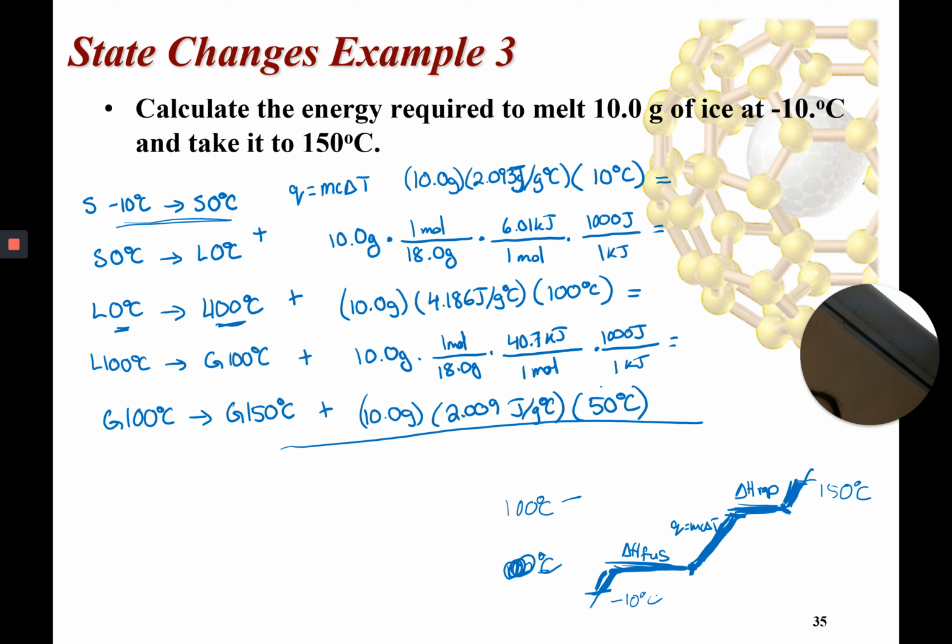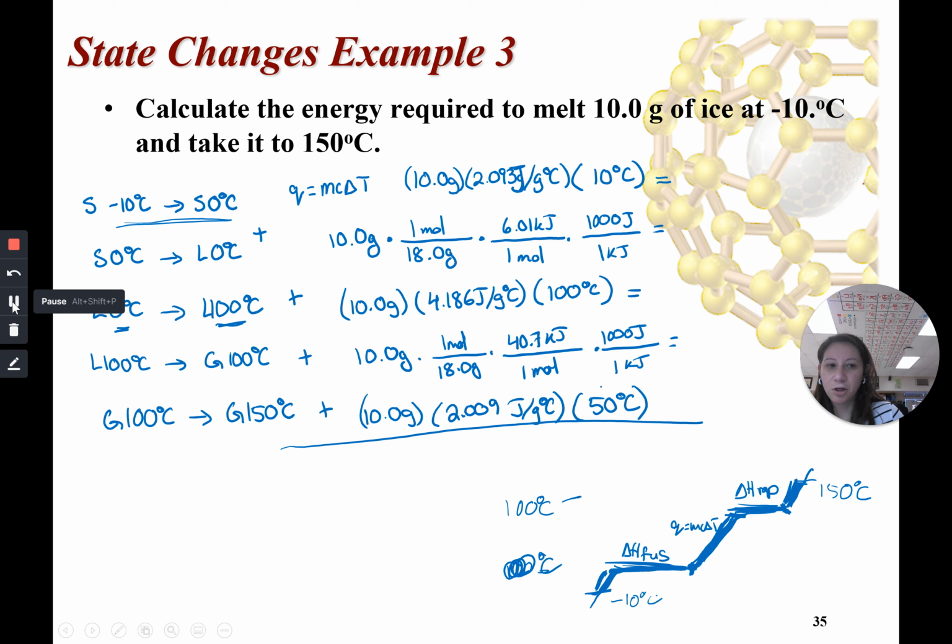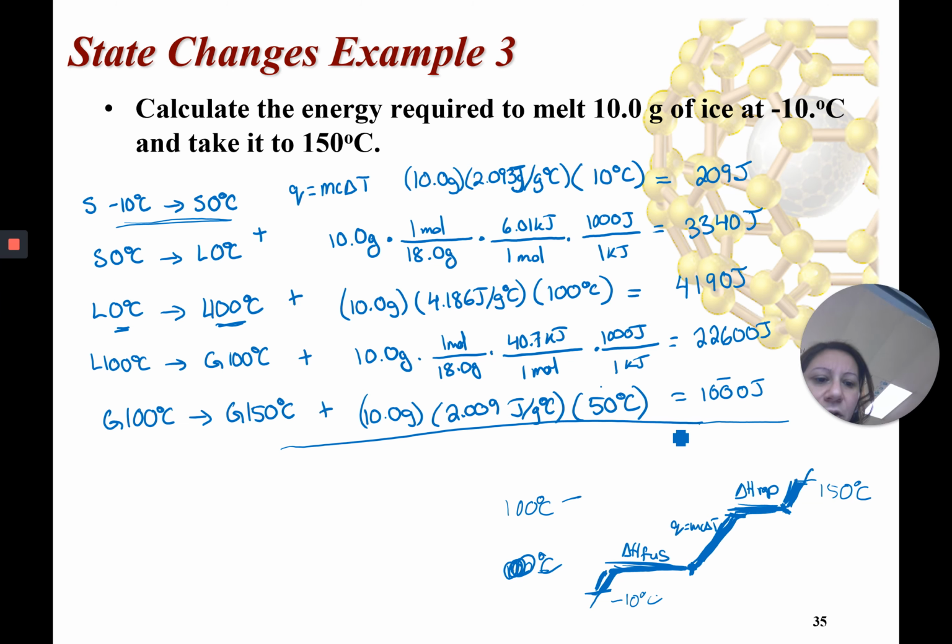You add all these up together, and that will give you the answer. If you are doing this correctly, all of your steps should either all be positive or all be negative. You can't have one step that's negative and one step that's positive, because either you're heating it, which means it's absorbing energy, so it's going to be positive, or you're cooling it, so you're releasing energy, so it's going to be negative. So I'm going to pause for a second to calculate it.